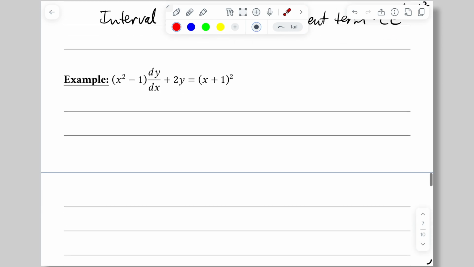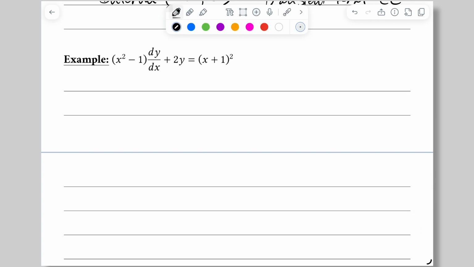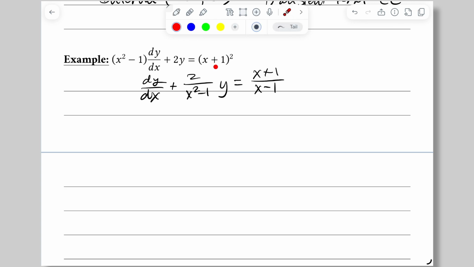Next up we have the quantity x squared minus 1 dy/dx plus 2y is equal to x plus 1, the quantity squared. Let's work on this together because of a couple of things that are going to pop up. Putting this into standard form, we have dy/dx plus 2 over x squared minus 1 times y is equal to, we're going to end up with x plus 1 over x minus 1, because x plus 1 squared factors, x squared minus 1 factors, and we divide out one factor of x plus 1.